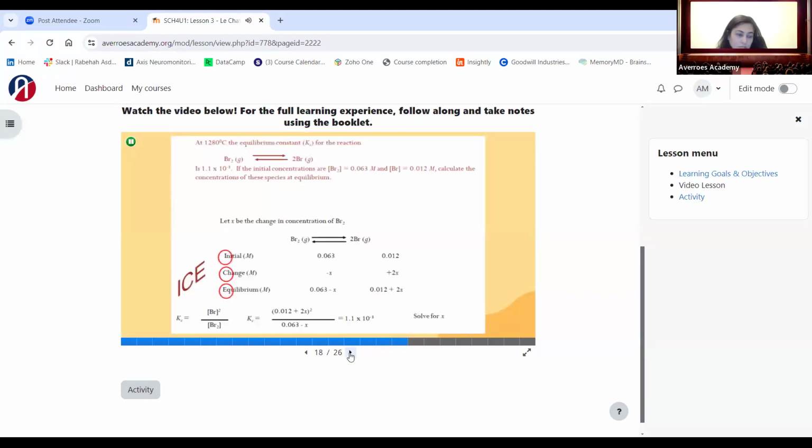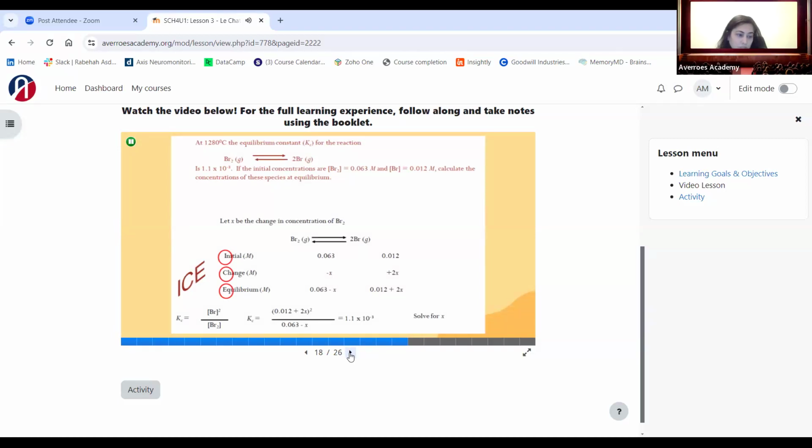Looking at an example, at 1,280 degrees Celsius, the equilibrium constant, K, for the reaction is 1.1 times 10 to the negative 3. And the reaction is Br2 yields 2 Br. If the initial concentrations are as follows, the initial concentration of your reactant, Br2, is 0.063, and your initial concentration of your product, Br, is 0.012, calculate the concentrations of each of these at equilibrium.